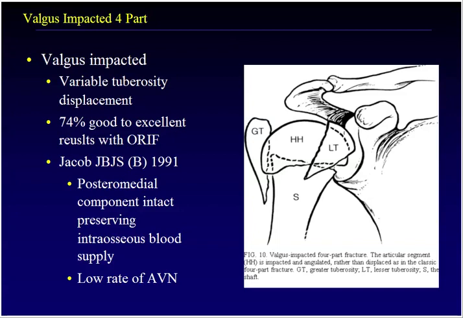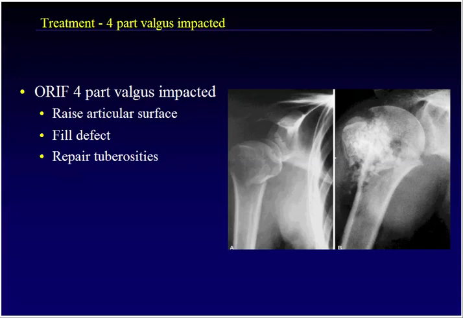If you have the posterior medial component of these intact, that preserves the intraosseous blood supply, and these patients will have a low rate of osteonecrosis, which is different than other four-part fractures. So ORIF for the four-part valgus impacted fracture, you want to elevate the articular segment, restore it into normal continuity with the glenoid, fill the resulting defect with bone graft material, and repair the tuberosities.